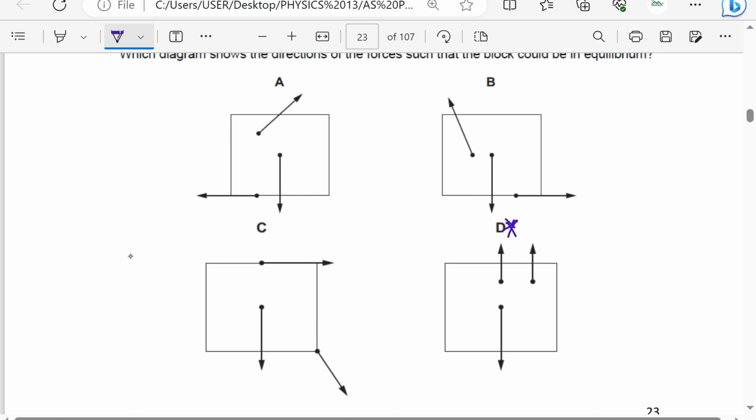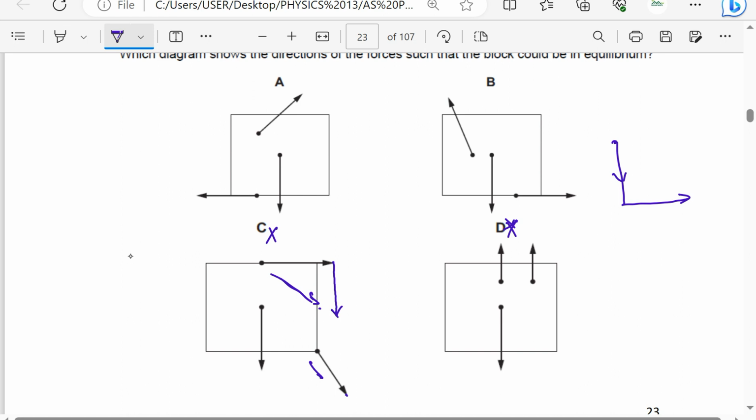If I begin from this one and on its head I add the weight vertically downwards, then bring this vector here, it is nearly impossible to join the head to form a closed triangle. This one can never be joined to form a closed triangle. So this triangle will never be closed. So this one means there is a resultant. So this is out.